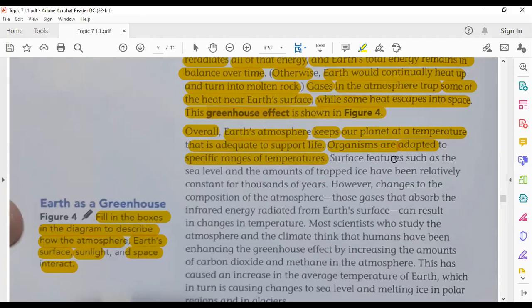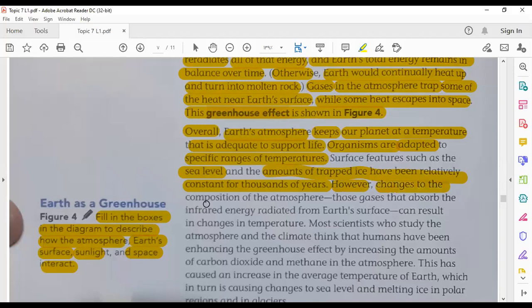Surface features such as sea level, which is very important, and the amount of trapped ice have been relatively constant for thousands of years. Look, these things are very important for life: the amount of ice in the glaciers, the ice caps, the North Pole and the South Pole, and also sea level. Suppose these things change or are disturbed. This is what is happening now because of climate change.